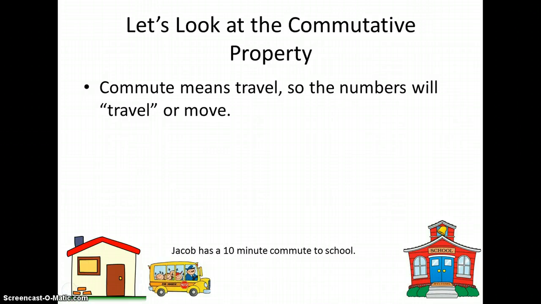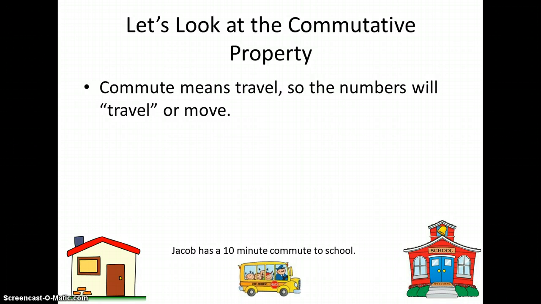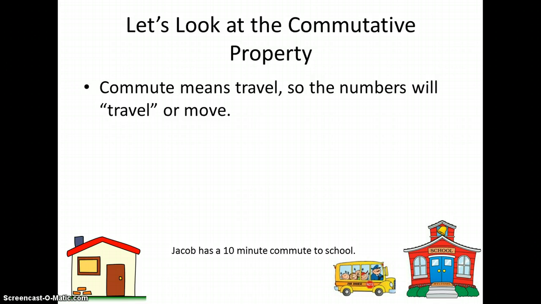Think of Jacob, who has a 10-minute commute to school. This means that he will travel or move from his house to school. The commutative property works with addition. Look at the problem 3 plus 4. 3 plus 4 equals 7. When I add it in a different order, 4 plus 3, I still get 7.